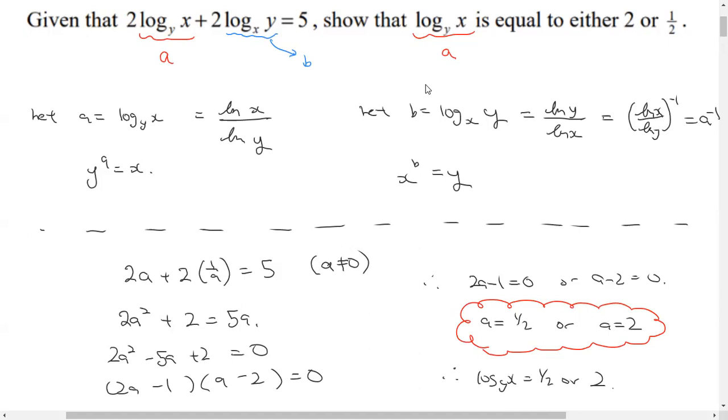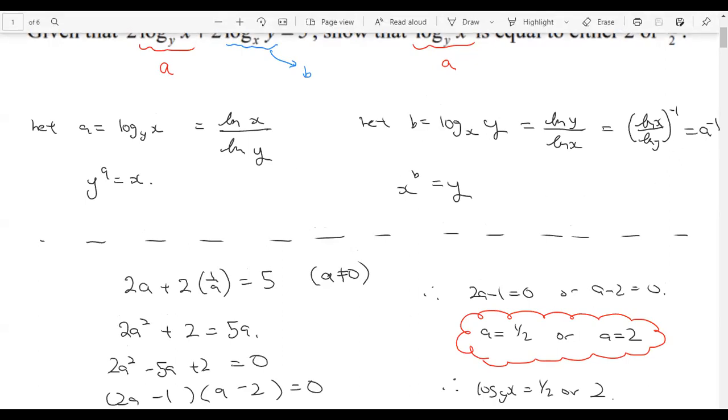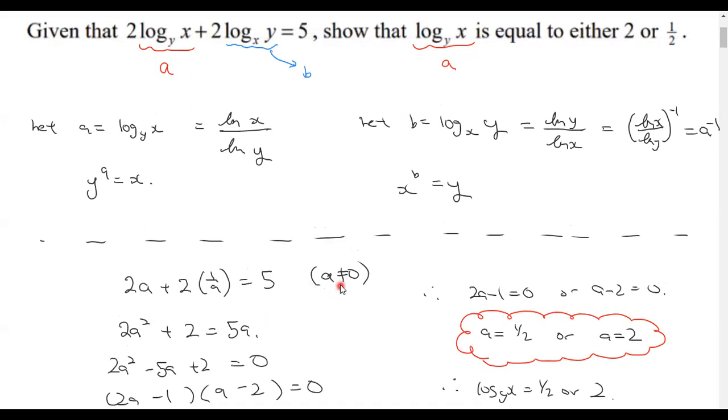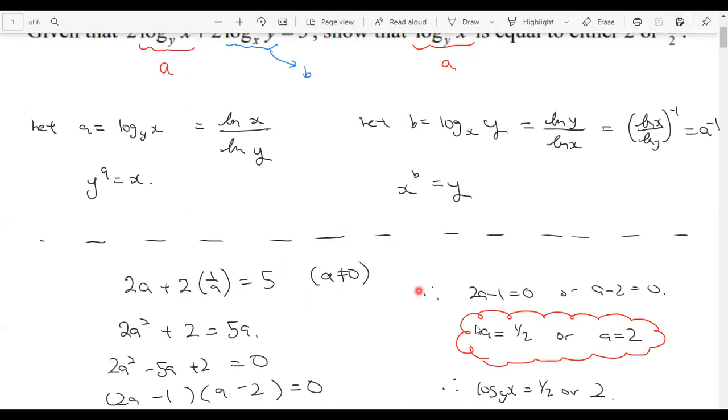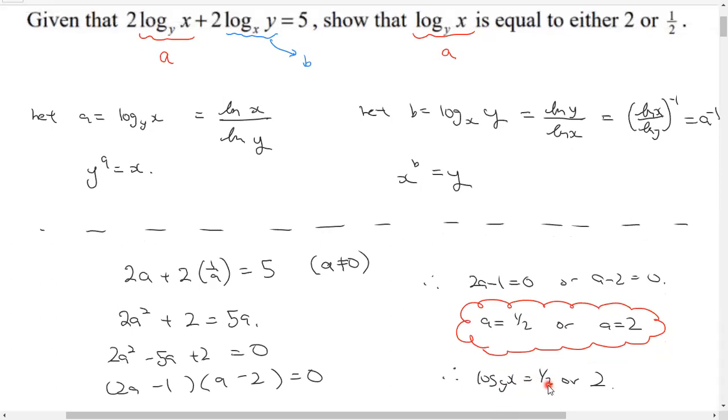Now, I guess we could check. In our example, we've just assumed this is 1 over a, so we're saying a can't equal 0, and that's how we solved it. The question doesn't suggest a equals 0 is an answer, but let's just quickly check it can't be an answer, just to dot all our i's and cross all our t's. So if a was 0, that means we're saying that log base y of x is 0.